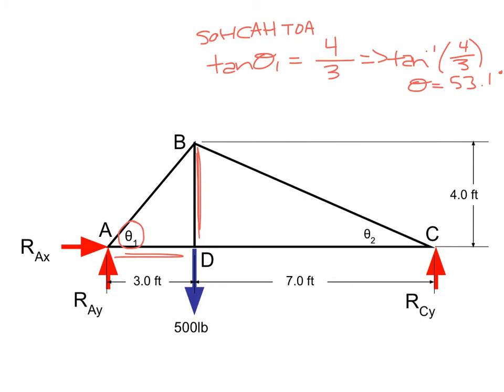Then we can look at our angle 2 in the same way and find that the tangent of angle 2 is going to be equal to the opposite side, which is that 4 again, over the adjacent side, which is 7. And then we'll do the inverse tangent of 4 over 7 to find that angle 2, which we find to be 29.7 degrees.